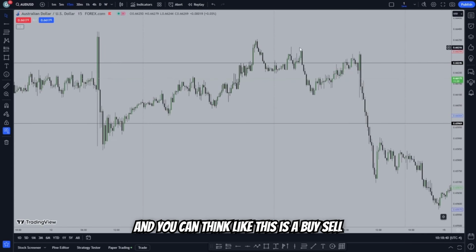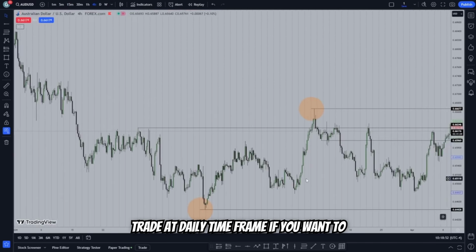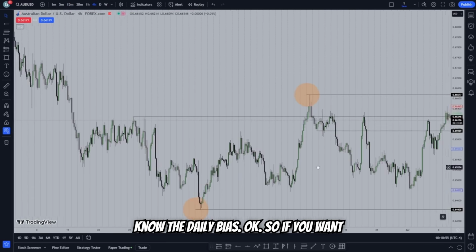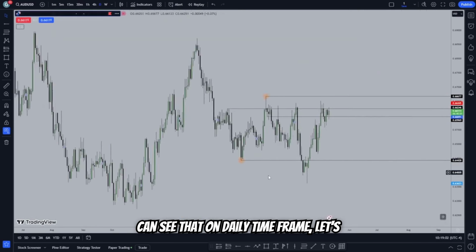and then you will get another loss. So the thing which I'm trying to say is, if you want to trade daily time frame, then you should be a swing trader. Okay, do not trade at a daily time frame if you want to know the daily bias. Okay, so if you want to apply a daily bias, now you can see that on daily time frame, let's look at this example.